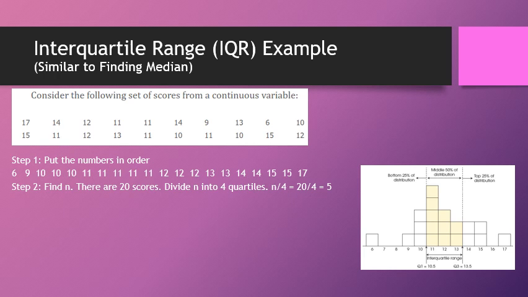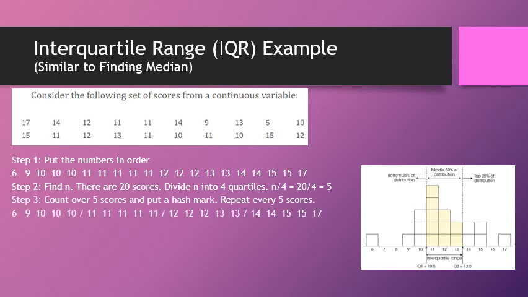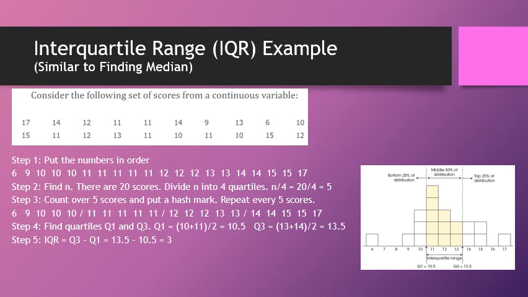And remember in the median we divided it into two parts? Well, this is a quartile, so we're just dividing it into 4 parts. The calculation is exactly the same, so n divided by 4 gives us 5 points. So there are going to be 5 scores in each quartile. You're going to list your scores, count over 5 of them, and put a slash mark. Count over 5 more and put a slash, count over 5 more and put a slash, and then that's the end.